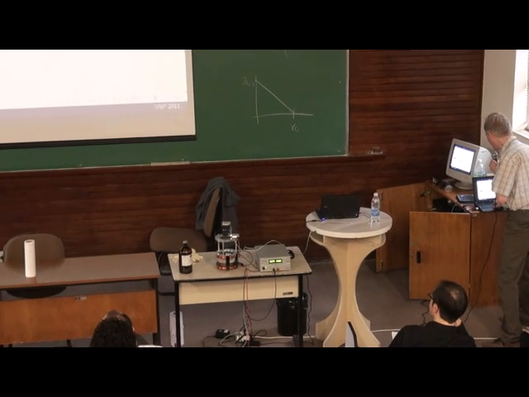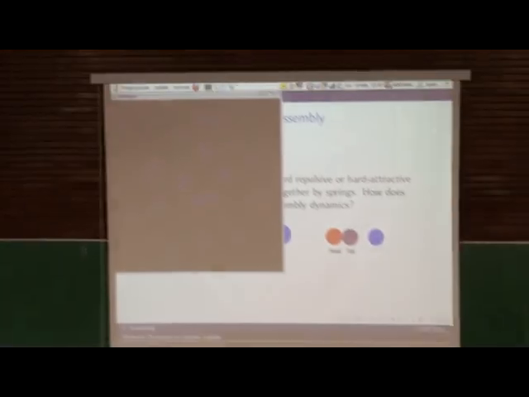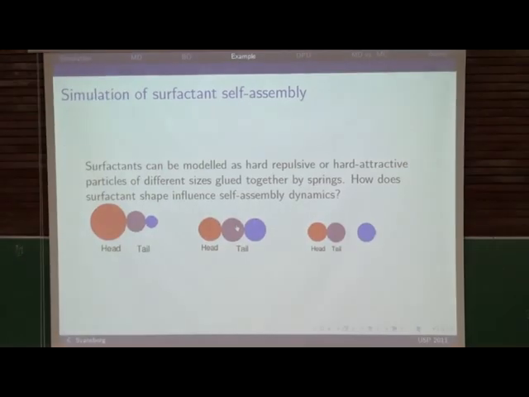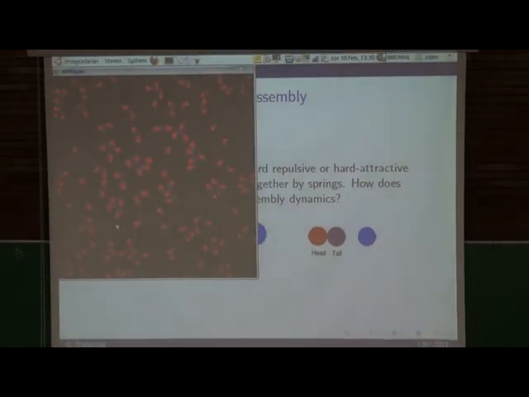But here they are all equally big, and what you can see is it self-assembles into essentially rod-like structures. If I make the head very big and the tail very small, they self-assemble into small spherical micelles. So yes, there's a curvature energy certainly.